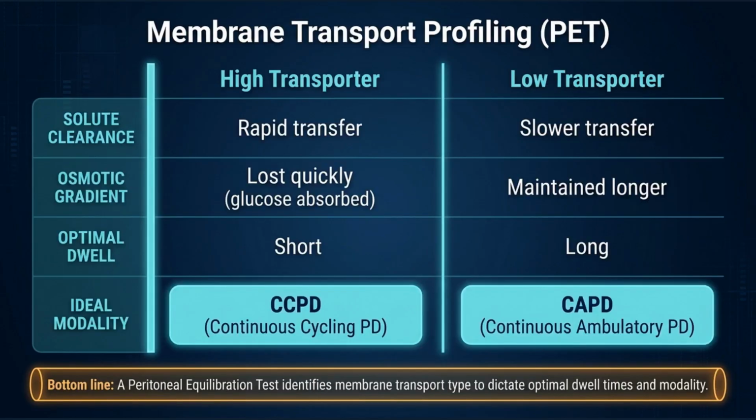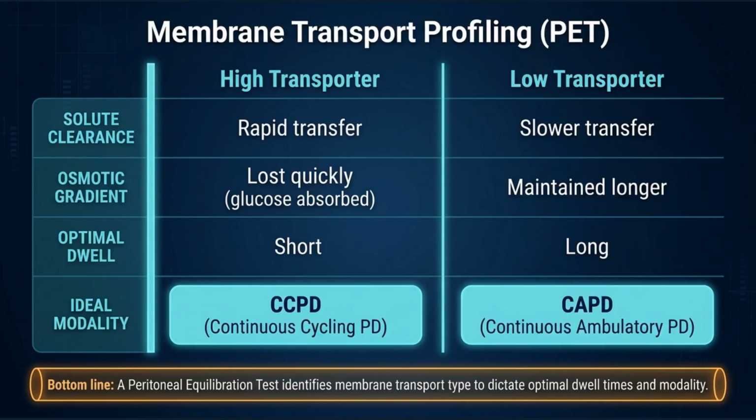How do we know how a patient's membrane will behave? We use a peritoneal equilibration test, commonly known as a PET. A PET characterizes the patient's specific membrane transport type, grouping them into categories like high or low transporters. High transporters clear solutes very rapidly but lose their osmotic gradient quickly because glucose is absorbed fast. Therefore, they benefit from shorter dwell times, such as those used in continuous cycling peritoneal dialysis, or CCPD.